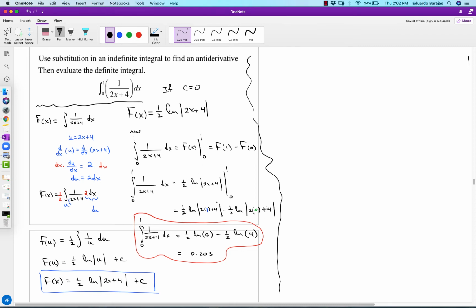Okay, well, in practice, we usually don't go through the trouble of finding the antiderivative separately and then coming back and plugging it in. It's just a smooth process to do it all at once. So this is an alternative way of writing down this work, even though it's the exact same work. So I'm just going to copy it over here. This is the integral from 0 to 1.